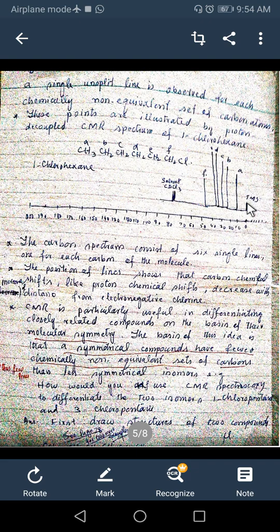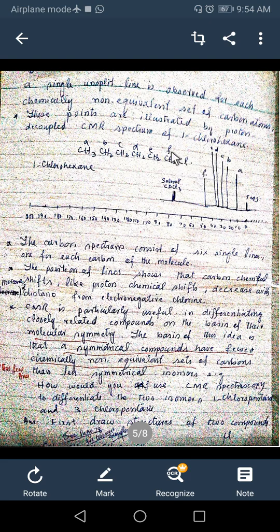Another peak is for A type of the carbons present here. It is shielded. Then B is less shielded as compared to A. So here you can see this is a peak or signal for B type. This is a peak for C type. This is a peak for D type. This is a peak for E type, and this is a peak for F type.